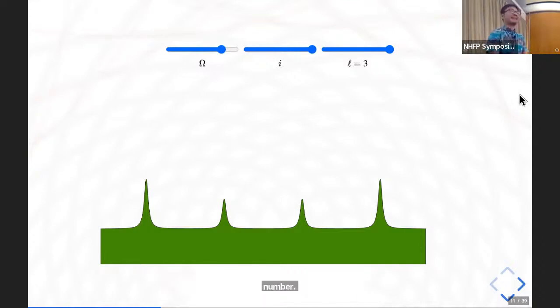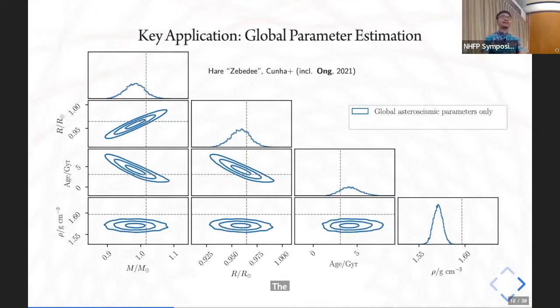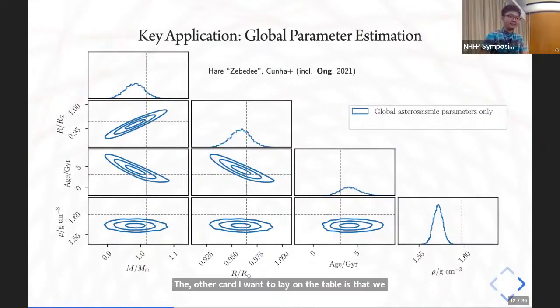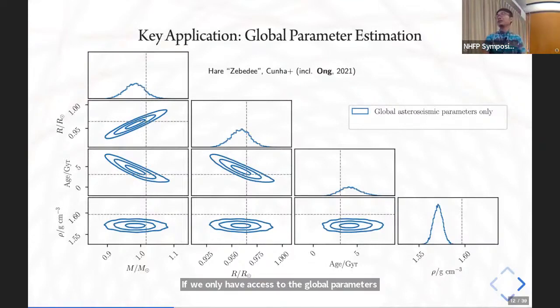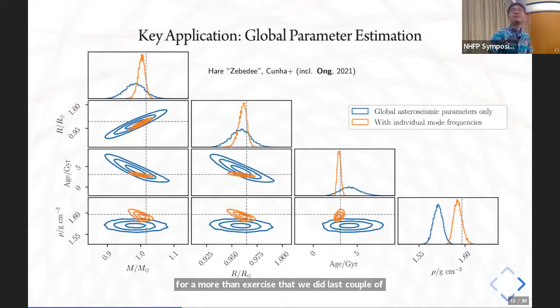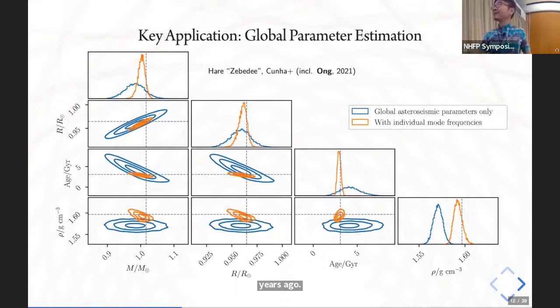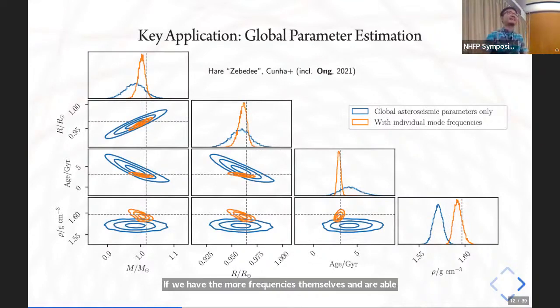The other card I want to lay on the table is that we can also use the modes of oscillation themselves to determine the properties of the star. If we only have access to the global parameters delta nu and nu max, we can constrain evolutionary models to obtain stellar masses, radii, and ages, of which I showed posterior distributions here for a modeling exercise that we did a couple of years ago. If we have the mode frequencies themselves and are able to constrain evolutionary models using them as well, we can considerably tighten our estimates of these stellar properties.